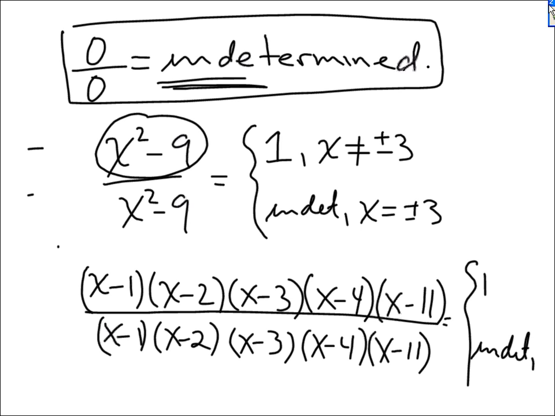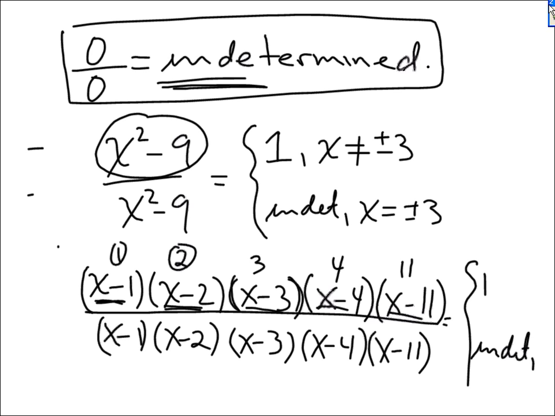Well, when is the top and bottom 0? Well, if x is 1, this factor will be 0, so when I multiply 0 by the other factors, I'll get 0. The second factor is 0 when x is 2. If x is 2, the whole product, top and bottom, will be 0. I'll have 0 over 0. The third factor is 0 when x is 3, the next one when x is 4, the next one at 11.